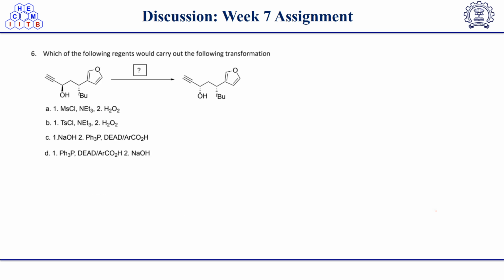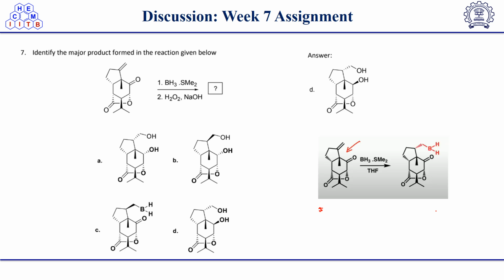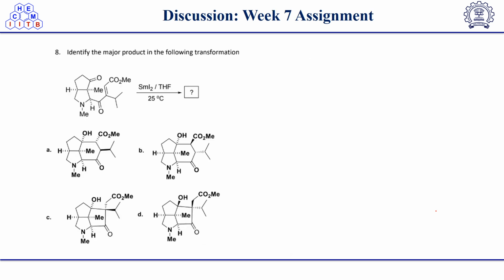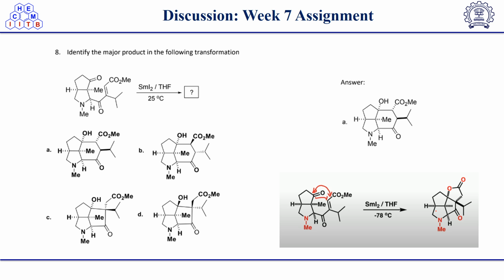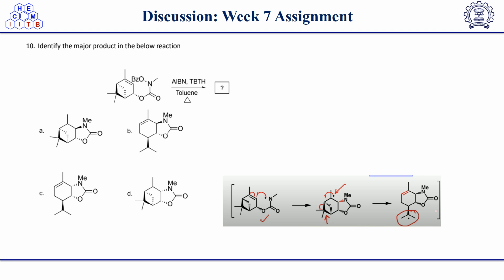Then in the next question, we have seen the mechanism for the Mitsunobu reaction, and then we discussed hydroboration oxidation. And then how samarium iodide is helping. Samarium iodide is actually a one-electron donor, and this is an electron-mediated ring closing, cyclization reaction. And then we have seen this Darzens reaction and its mechanism, and then this free radical cyclization followed by ring opening, a tandem free radical cyclization and ring opening to get this bicyclic compound.